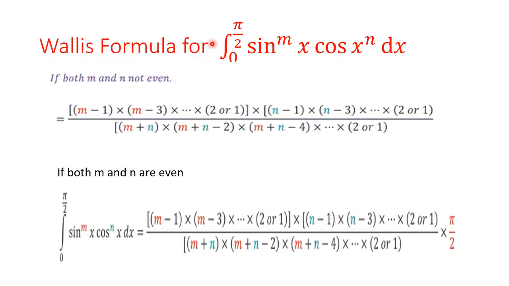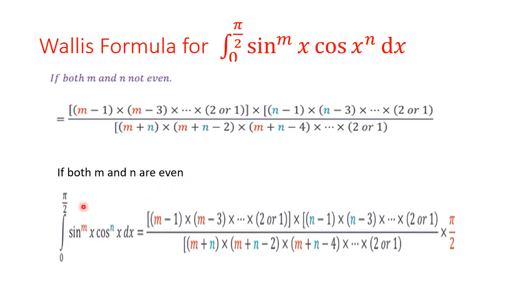For the integral from 0 to pi over 2 of sine^m x cosine^n x dx, if both m and n are not even, it equals (m−1)(m−3) and so forth until 2 or 1, times (n−1)(n−3) until 2 or 1, divided by (m+n)(m+n−2)(m+n−4) and so forth.